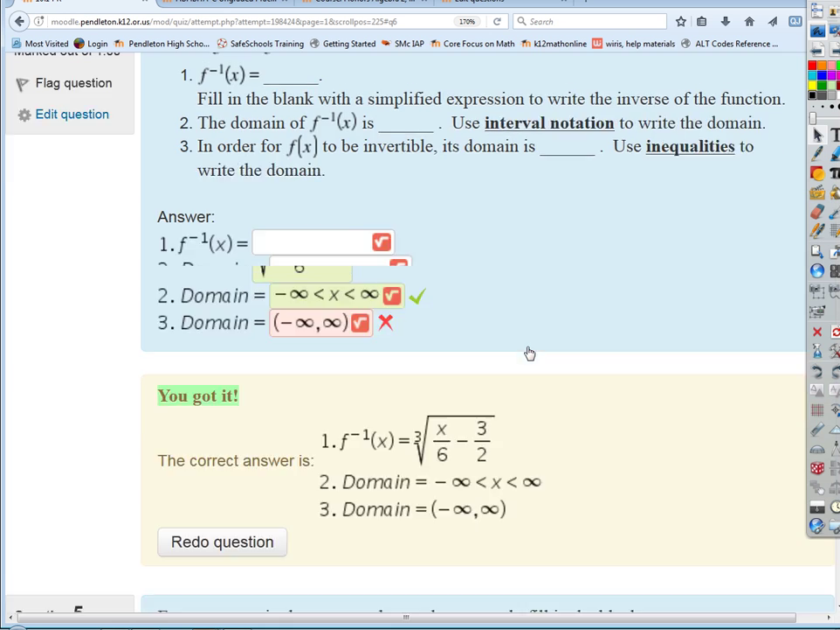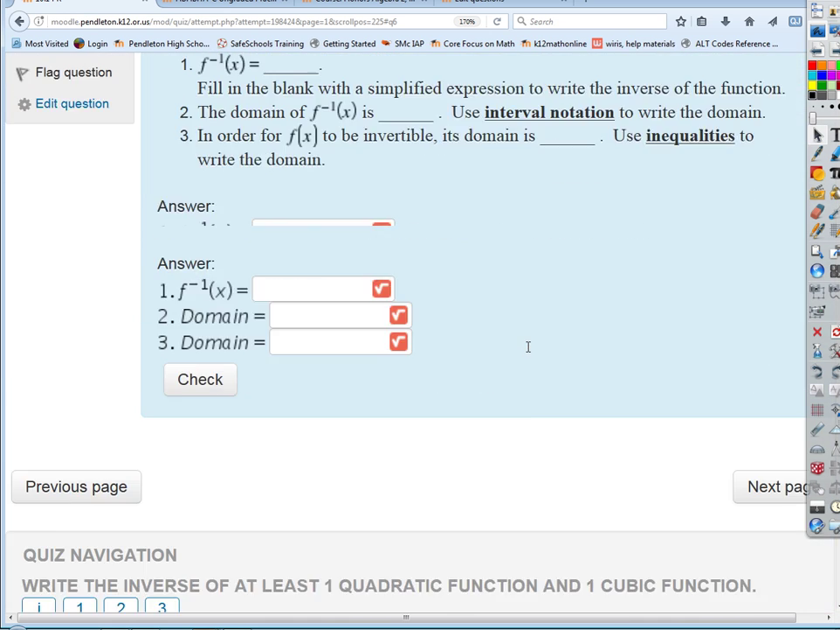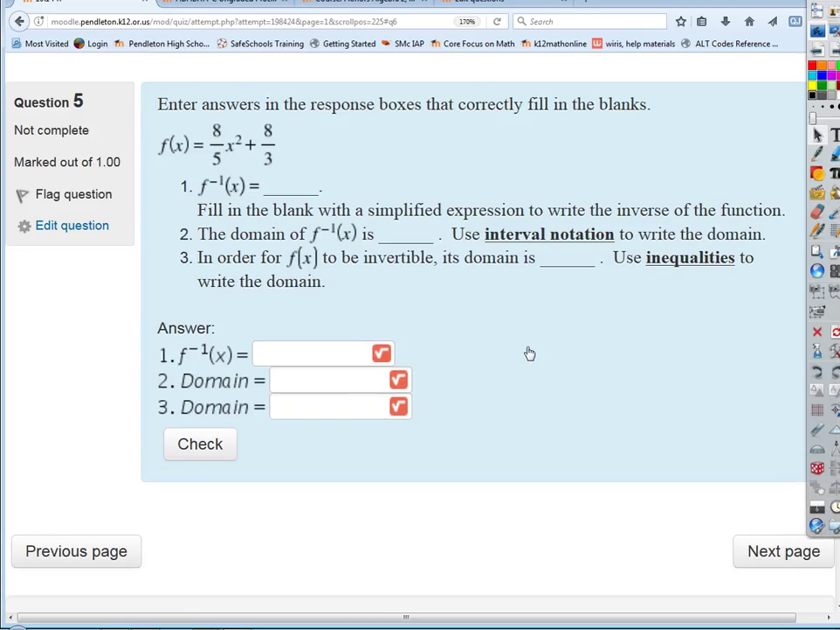Okay. What about this guy right there? Let's try that one. Try that one on your own. If you can do that one, you can do any of these. That's pretty tough. Try that.